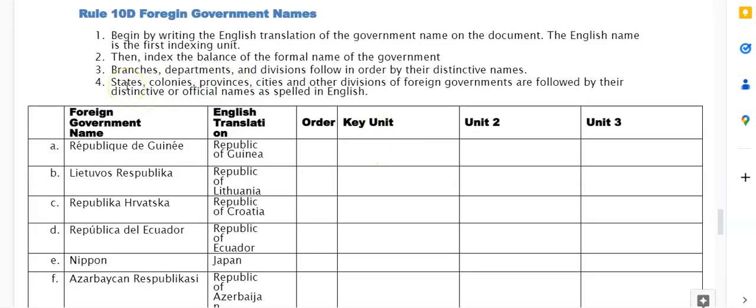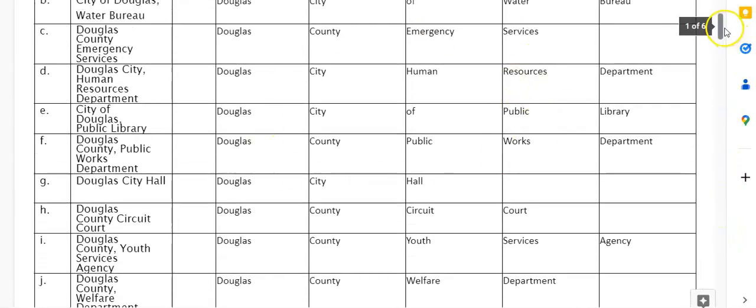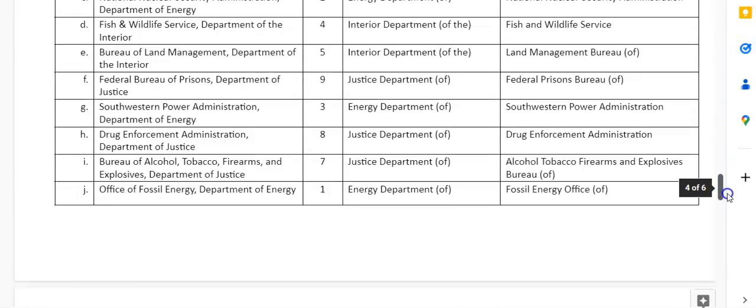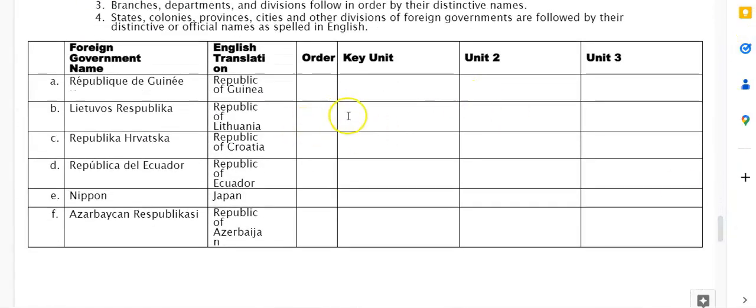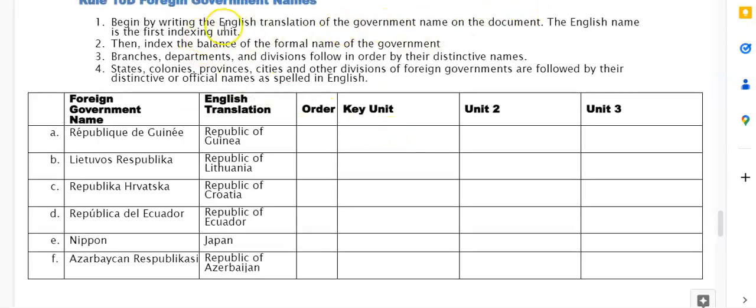And then number 4 says, states, colonies, provinces, cities, and other divisions of foreign governments are followed by their distinctive or official names as spelled in English. So again, just like you've seen earlier for American cities and states, you would do the same thing for foreign translations. So if the foreign government name is République de Guinée, and the English translation for that is the Republic of Guinea, my key unit is going to be the country name. So the most important part of that is Guinea.